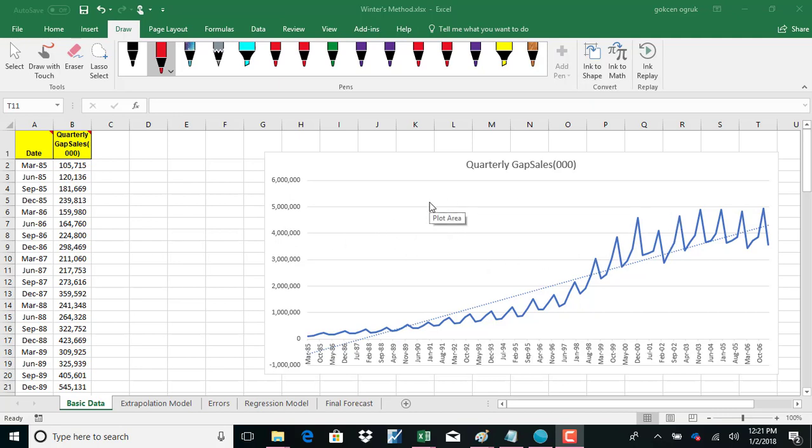Here on the screen you can see the graph of the sales data. When you look at the graph, we can see there is a continuous trend going upwards, and we can see there are ups and downs that repeat every 4 quarters. If we just use the Holt's method here, we would forecast sales numbers on the trend line.